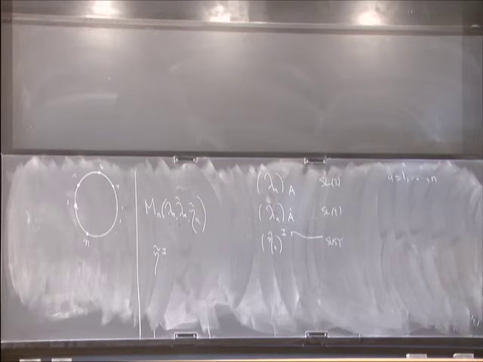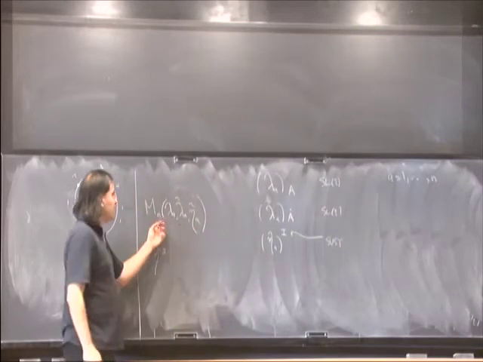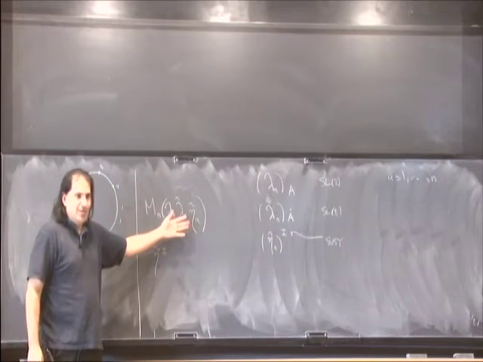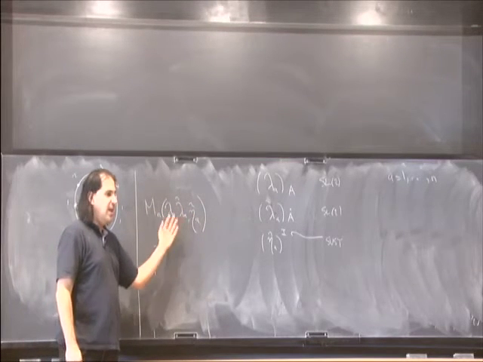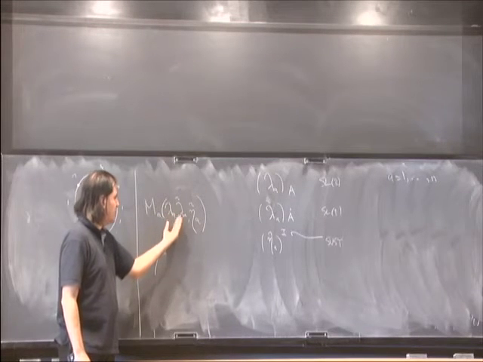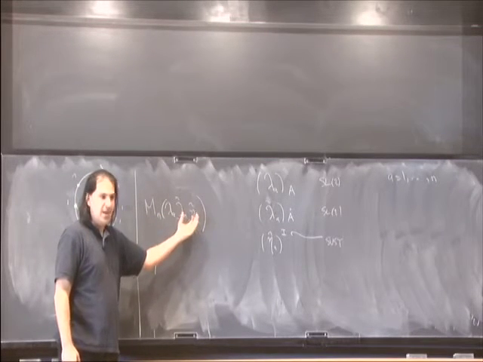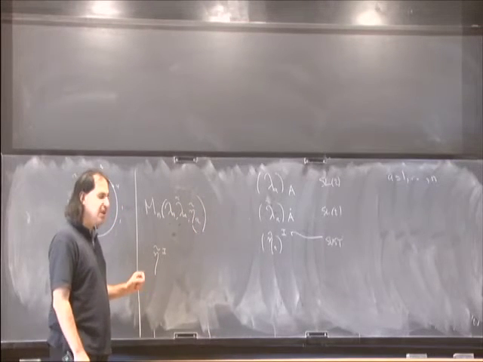So everything about the color group is now put into the fact that we're dealing with this object that depends on 1 to n. And now in this form, this object is literally cyclically invariant. If you just shift all the labels by 1, you get exactly the same function back. The A's, the little a labels.